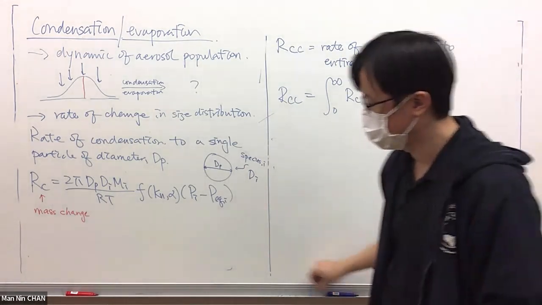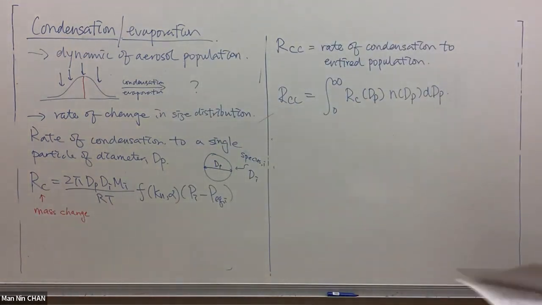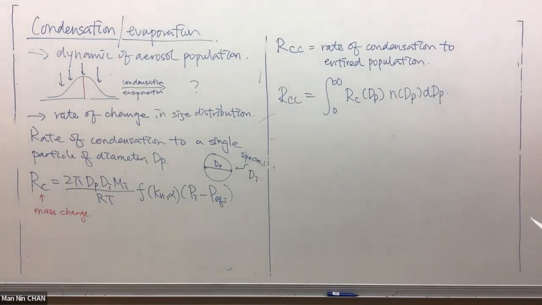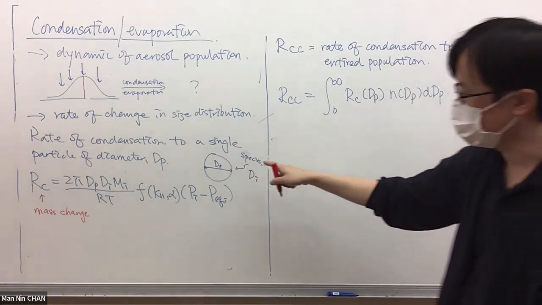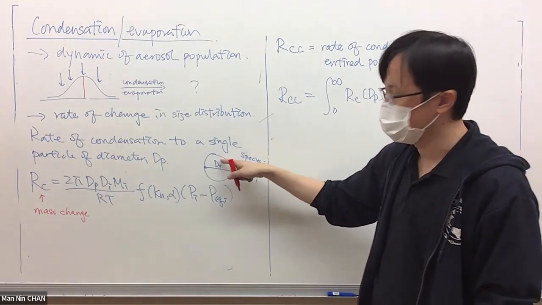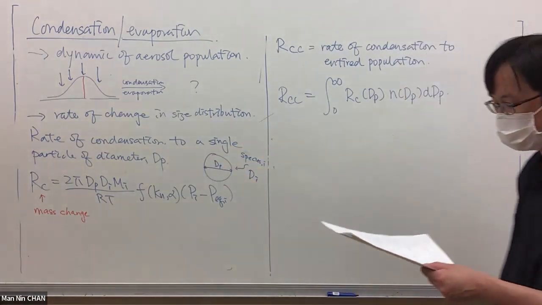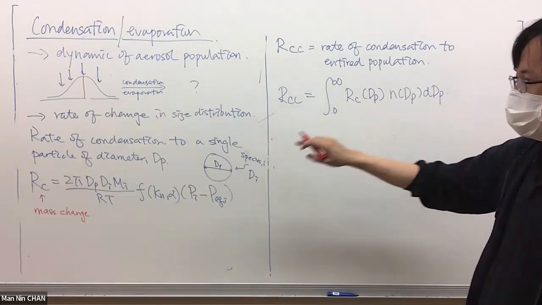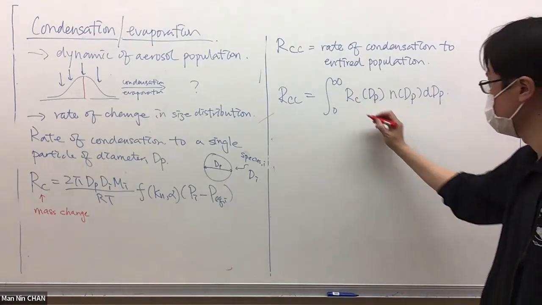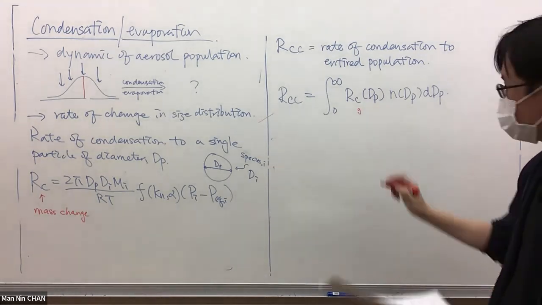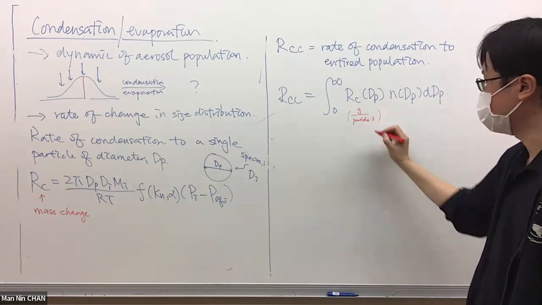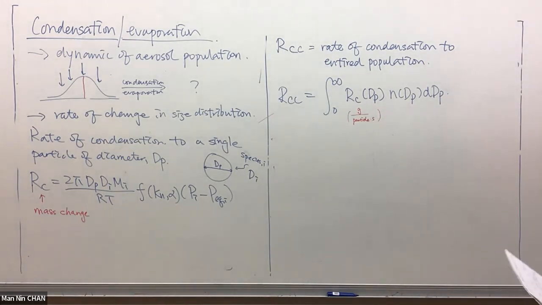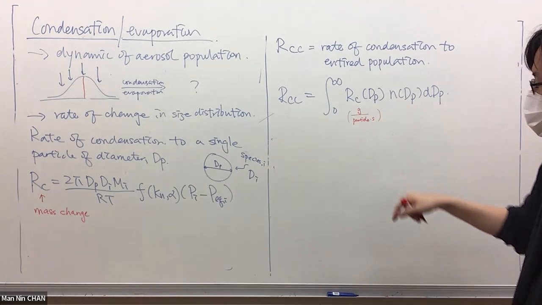Before we continue, I just want to play around with the units to make sure we are on the same page. What is the unit we are talking about? Remember, this R_C is the rate of condensation of the species to your particle, which changes the mass of the particle. So you can have a unit of, say, gram per time, because I am looking at a single particle at a different size, so you are looking at the mass change of a given particle at a given time.